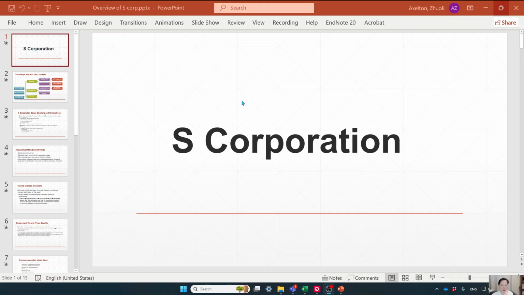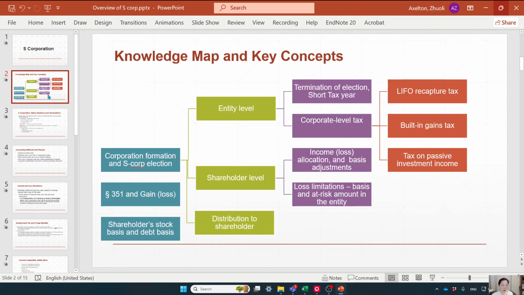Hello everyone, and this video is to give you a quick overview of S Corp. Recall the business taxation from chapter 15. The S Corp is an election for tax purposes. The corporation is formed the same way as the C Corp. The corporation is the default as a C Corp unless an S Corp election is made.